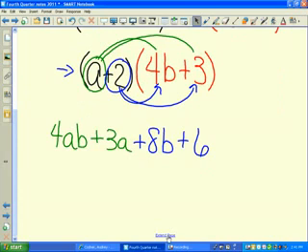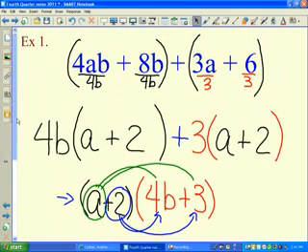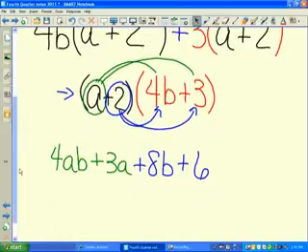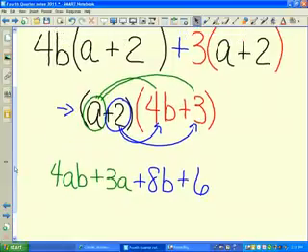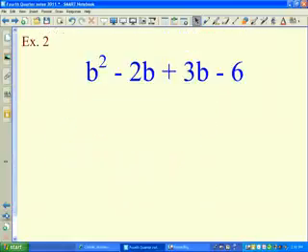What do you notice? Isn't that my original equation? Other than the 3a and the 8b kind of switched up. But that's my same equation. So that's one way you can check to see if you have the right numbers and the right signs. So let's try another example.